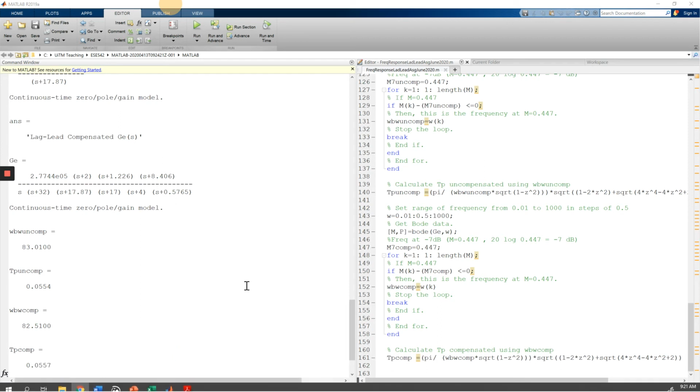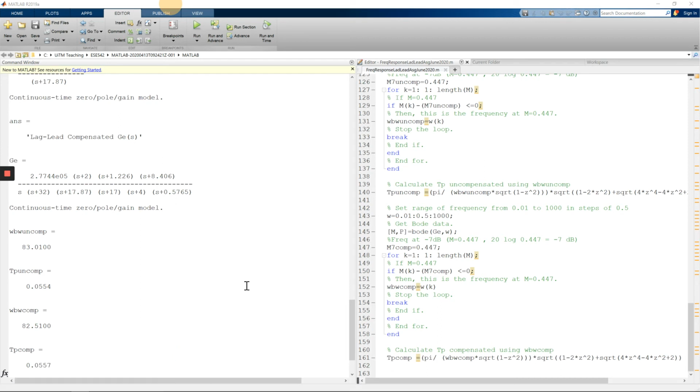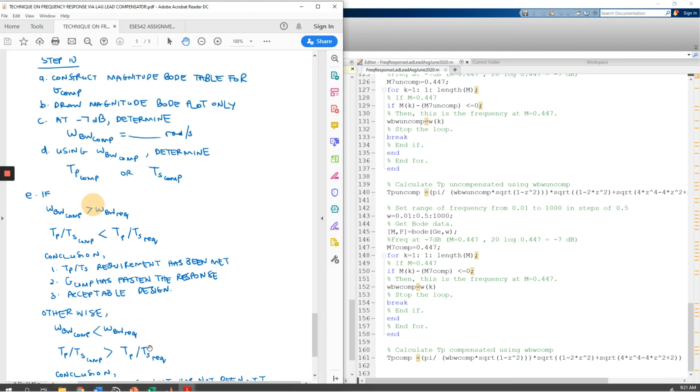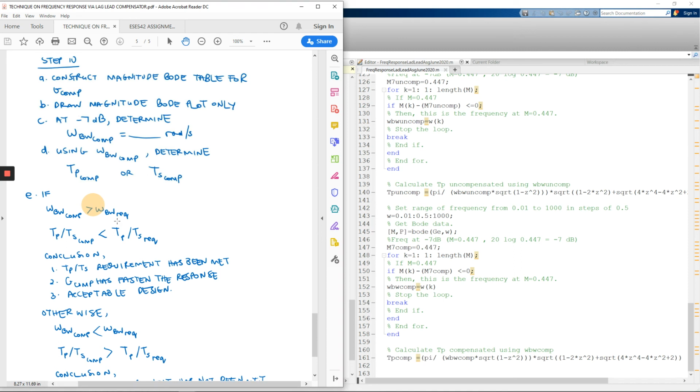So the next step is to analyze and compare these values with the required bandwidth frequency and required peak time given in the question, and then you conclude whether the requirement of peak time has been met for this question, or if you're given the settling time, you need to do so, and then you comment on whether this lead compensator design is acceptable or not.